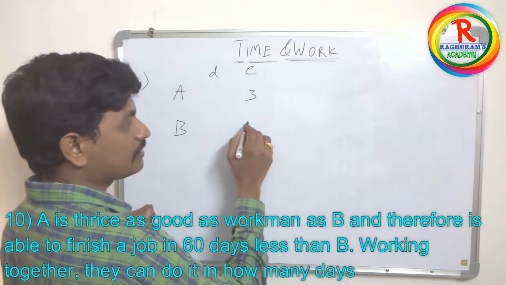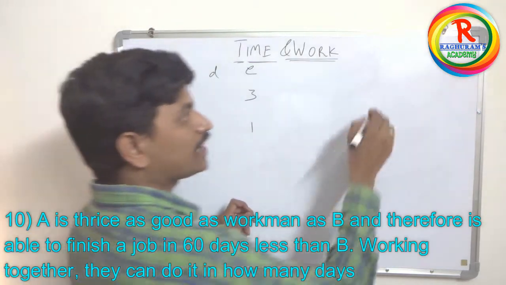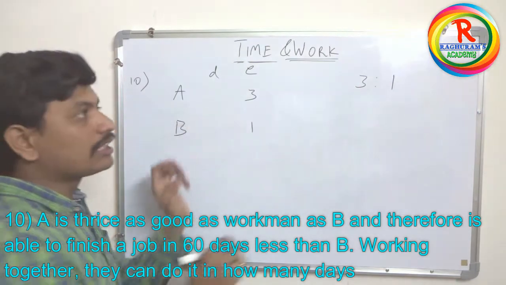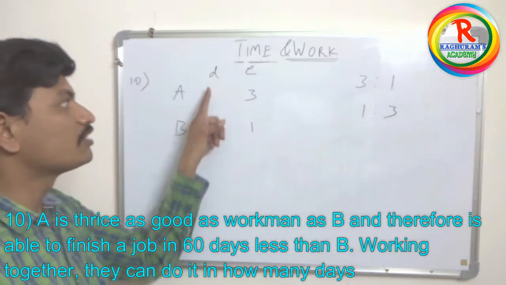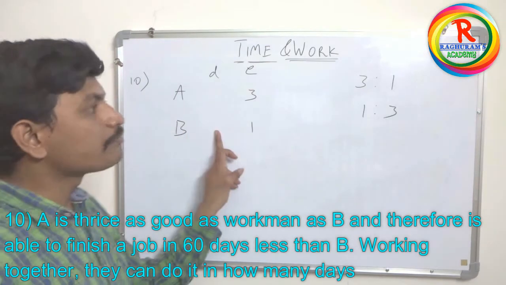So A's efficiency is 3 and B's efficiency is 1. Here in this case, the efficiency ratio is 3:1. Then, by reciprocal, the days ratio is 1:3. So we take the reverse of this one. So we need the days, now A's days and B's days.